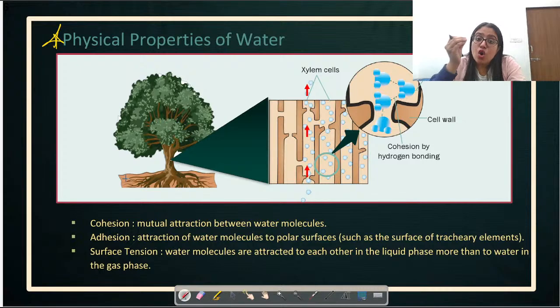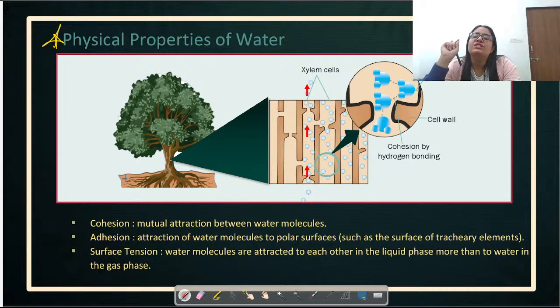Water molecules are also pulled by the surface of the tracheids and vessels in which they are traveling. So there is an attraction force between water molecules as well as between the water and the walls of the tracheary elements. This is cohesion and adhesion respectively, right?